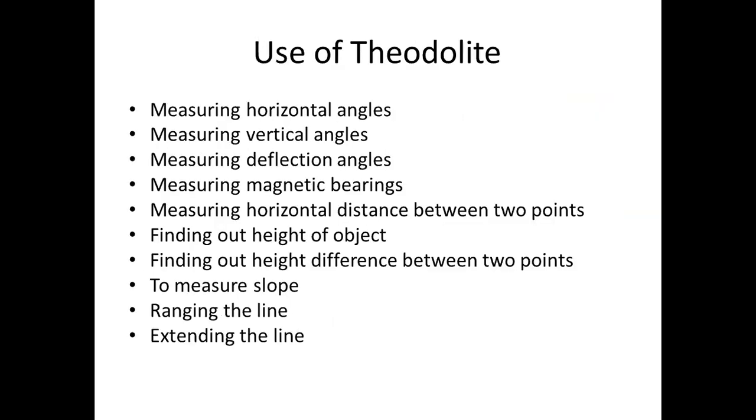So the next is uses of theodolite. First use is, it is useful for measuring horizontal angles, vertical angles, deflection angles. It is also used for measuring magnetic bearings. It is useful for finding the horizontal distance between 2 points. It is also used for the height of an object, finding out height difference between 2 points. It is also useful to measure a slope, ranging the lines, and last is extending the lines. Okay, these are the uses of theodolites.